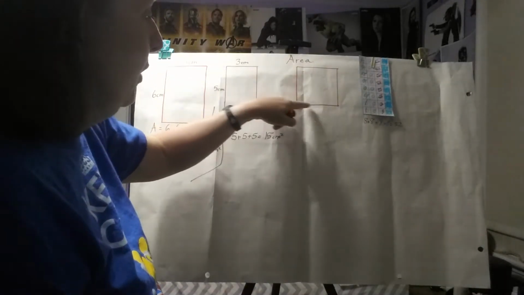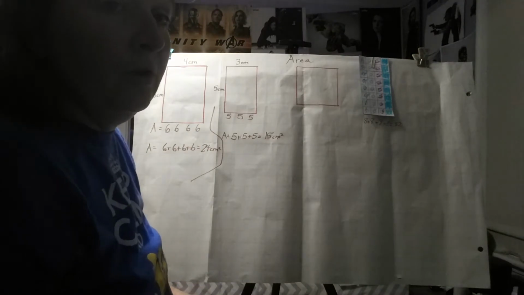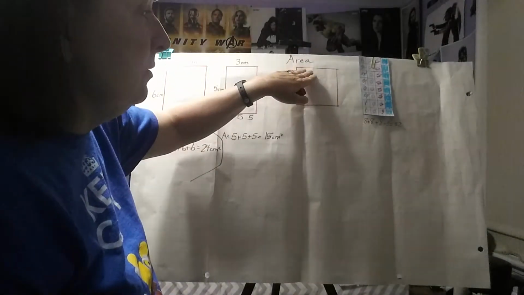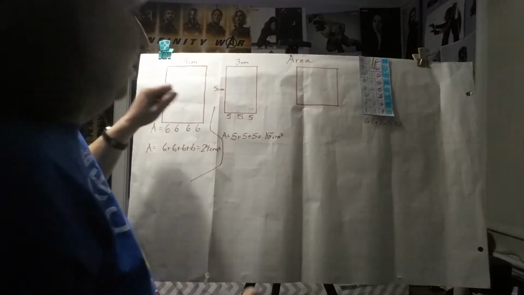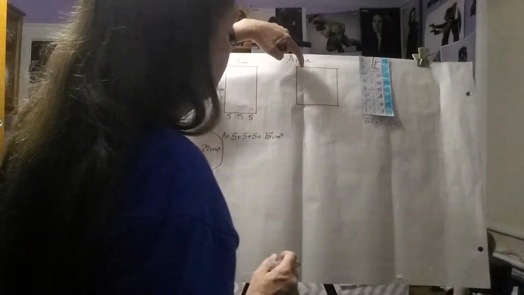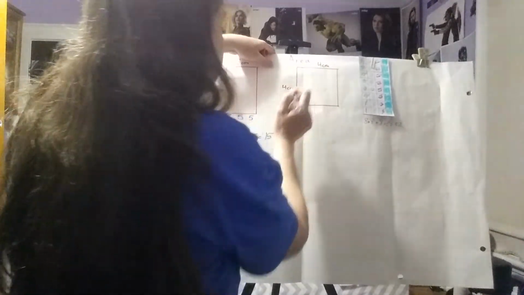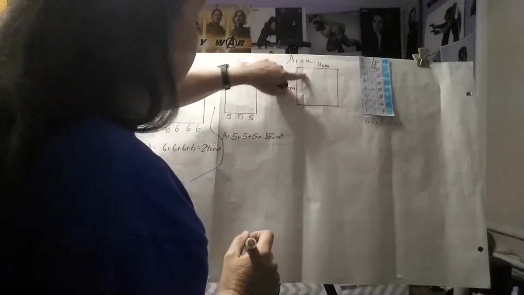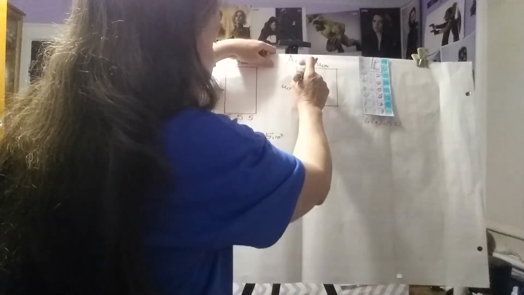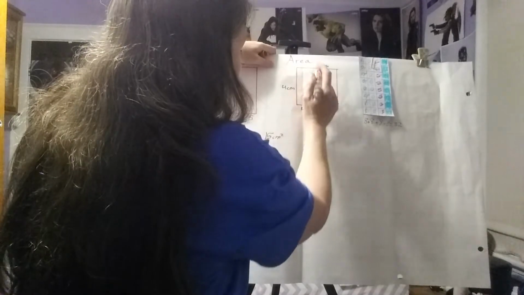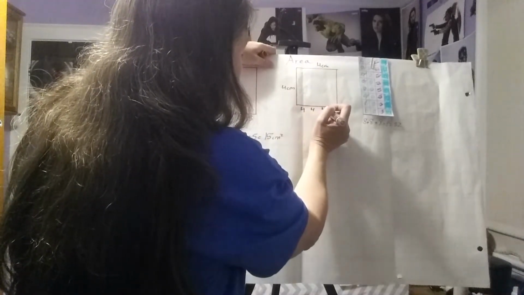Well, I didn't pick a rectangle this time. I picked a square. And if it's a square, then all four sides must be the same. That's right. 1, 2, 3, 4. 1, 2, 3, 4. So I have 4 here in this row. 1, 2, 3, 4. 1, 2, 3, 4. 4 and 4.